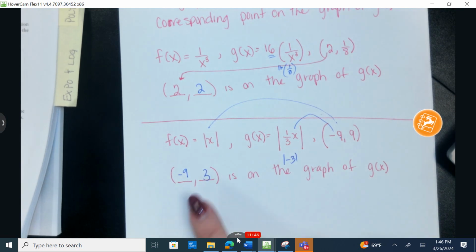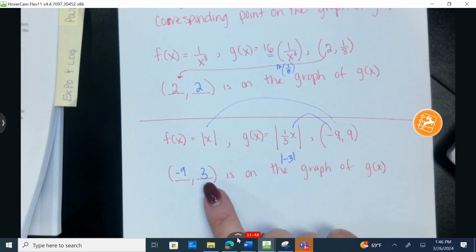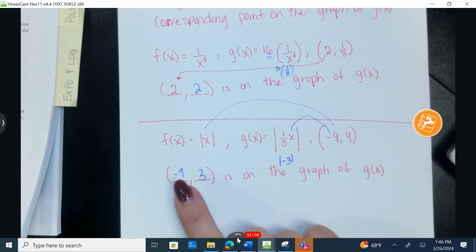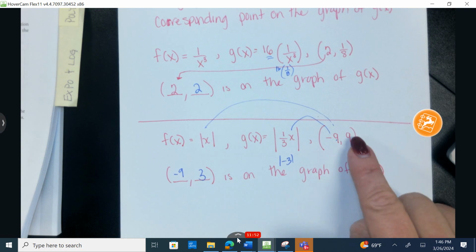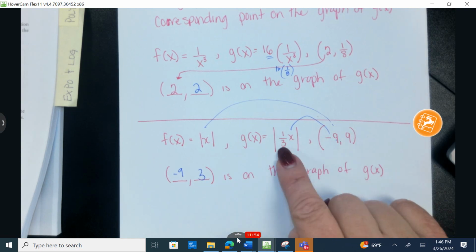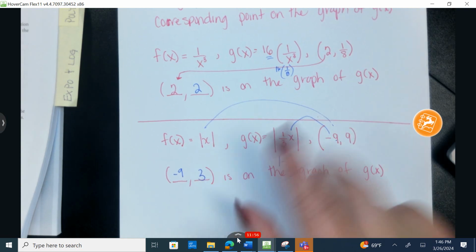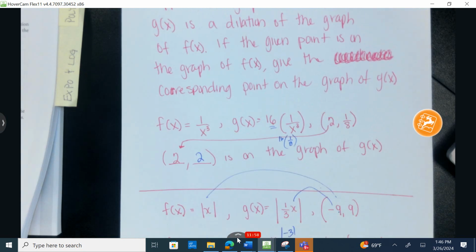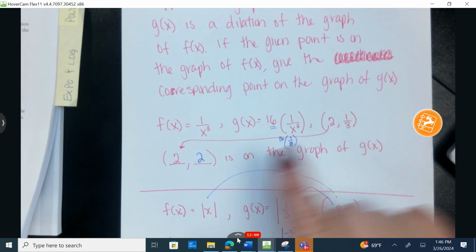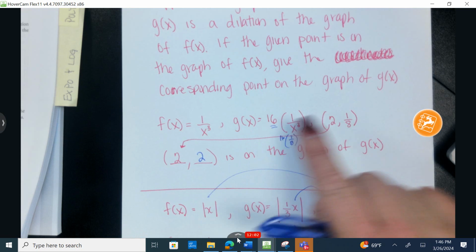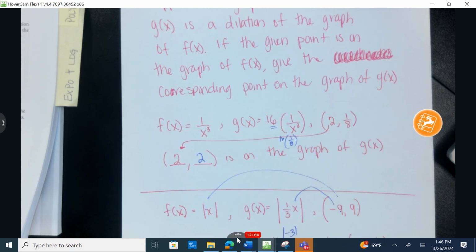Now just look at this output here. We went from 9 to 3 for the output. The x's remain the same. We went from 9 to 3. If I take 9 times 1/3, I get 3. Looking over here, I went from 1/8 to 2. If I take 16 times 1/8, I end up with 2.